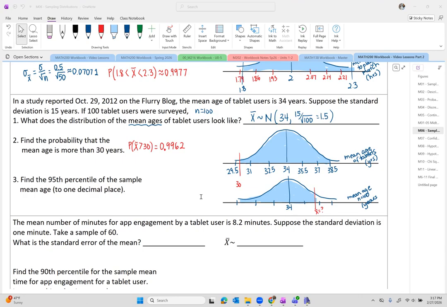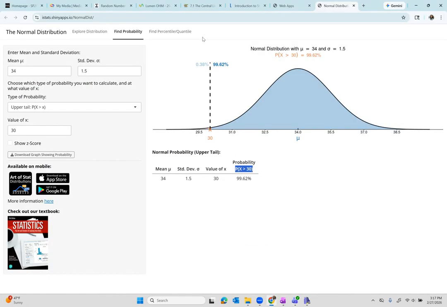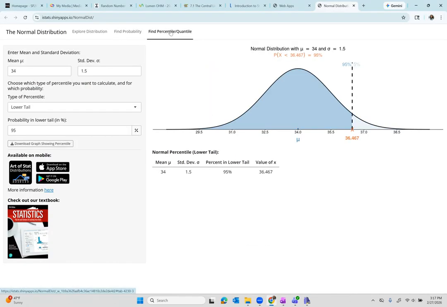So if we remember correctly, the mathematical expression is what's the probability x bar less than this question mark value to equal 0.95. And in Art of Stat, we will find this with the Find Percentile Quantile tab. So the mean is 34, the standard deviation is 1.5. We are looking for the lower tail. It is already preset at 95, and it tells us that the value of x is 36.467.